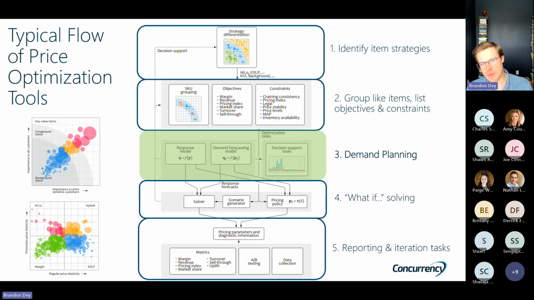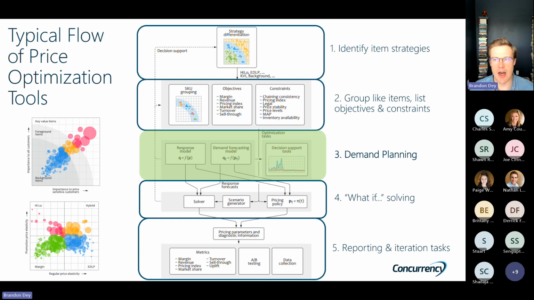So what does that flow look like? This is a top-down flow of everything that was on the prior screen. We're going to start with identifying different item strategies. There are different ways of going about this. You've got a high-low strategy, a key value item strategy, and so on. These are strategies that govern how you decide to price an item.